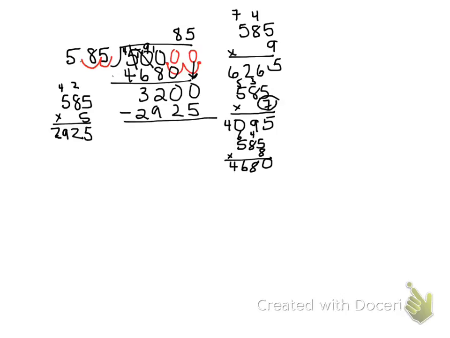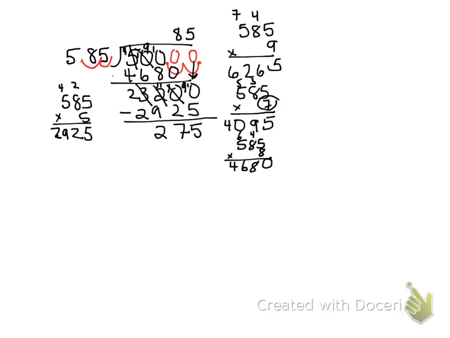I can't do 0 minus 5, so I need to borrow. I can't borrow from 0, so I borrow from this 1. This becomes 10, but we're borrowing, so then it becomes a 9, and this is 10. 10 minus 5 is 5. 9 minus 2 is 7. 1 minus 9 we can't do, so we borrow. It becomes 11. 11 minus 9 is 2.